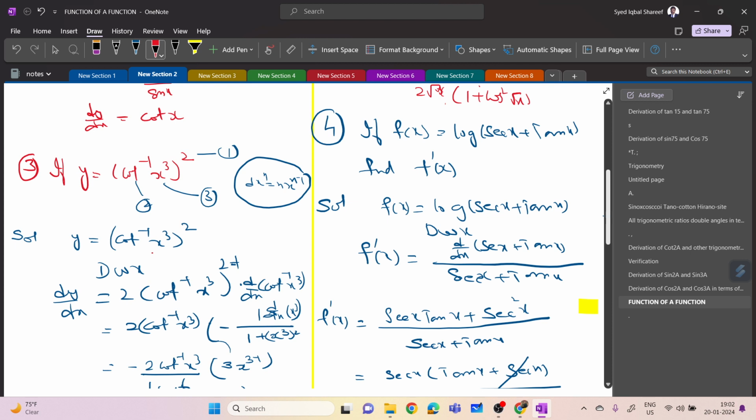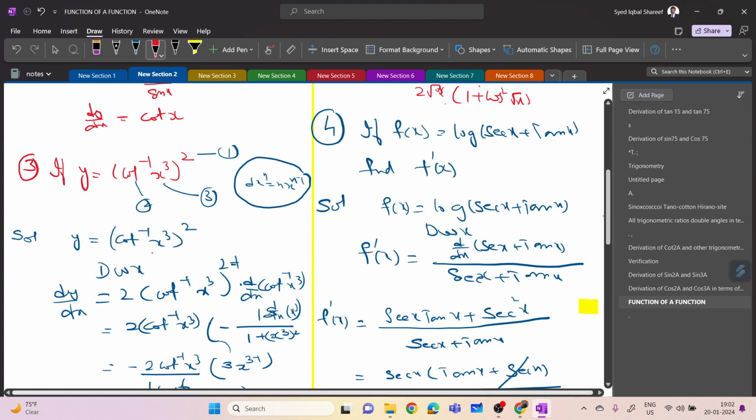First derivative of cot inverse is minus 1 by 1 plus x square. X cube squared means x to the power 6. Then first we have done the power, then derivative of cot inverse, then derivative of x cube, then simplification.